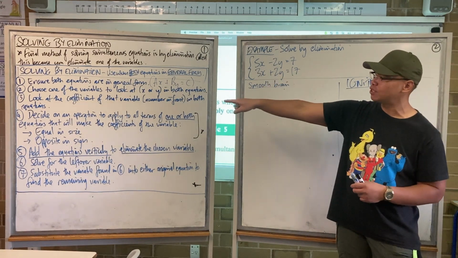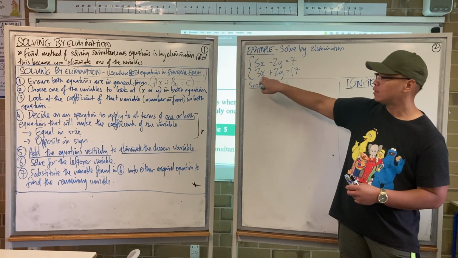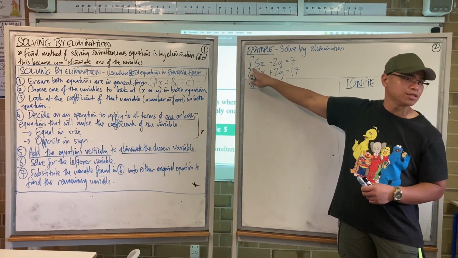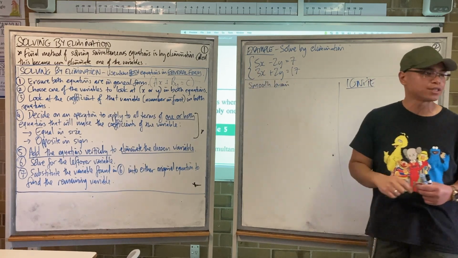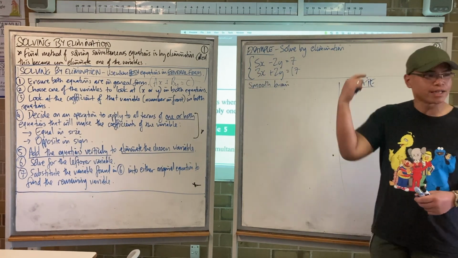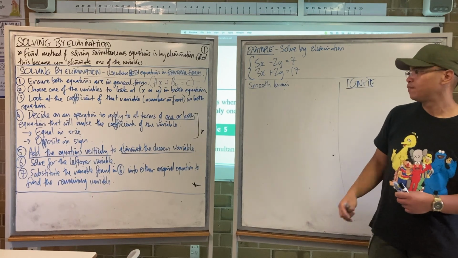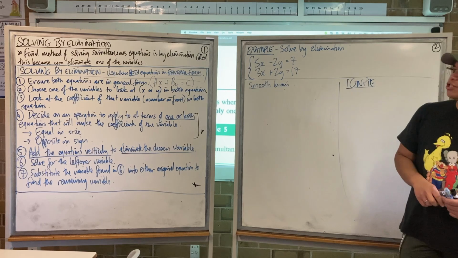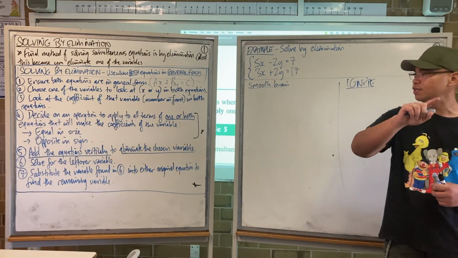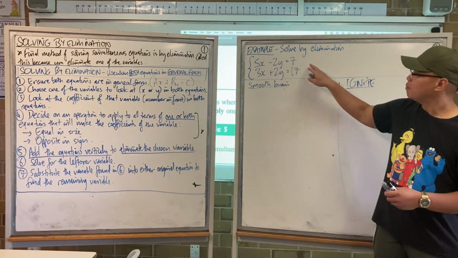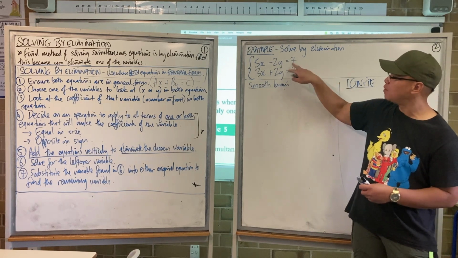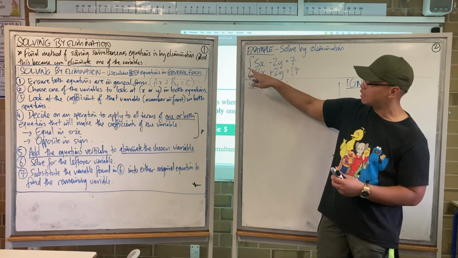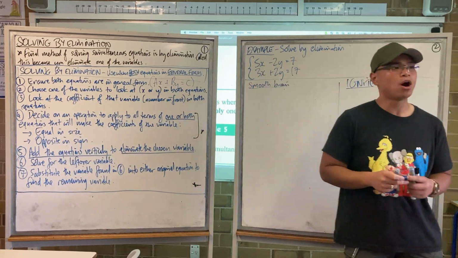Look at the coefficients of that variable, the number in front in both equations. So what are the numbers we're looking at? What's the number in front of x in the top one? What's the number in front of x in the bottom one? Good. So that's in your head right now. This is the hardest step. Decide on an operation. You want to do one operation that applies to all of the terms in one or both of these equations to make these numbers equal in size but opposite in sign.